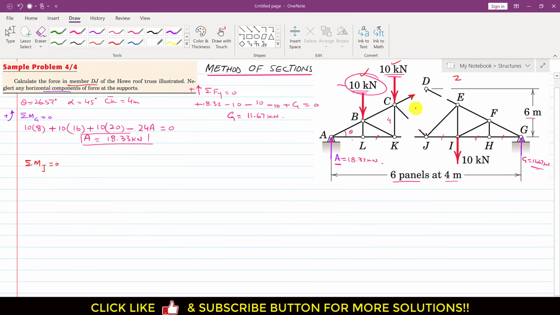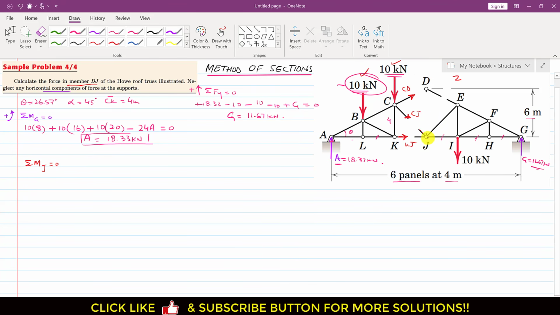We are considering that all the member forces of the members through which the cutting section is passed are tension forces, acting away from the joints. So let's say this is the Cj member force, and this is the Kj member force. Now we are considering this left hand side portion. So let me write that this is Cd, this is Cj, and this is Kj.